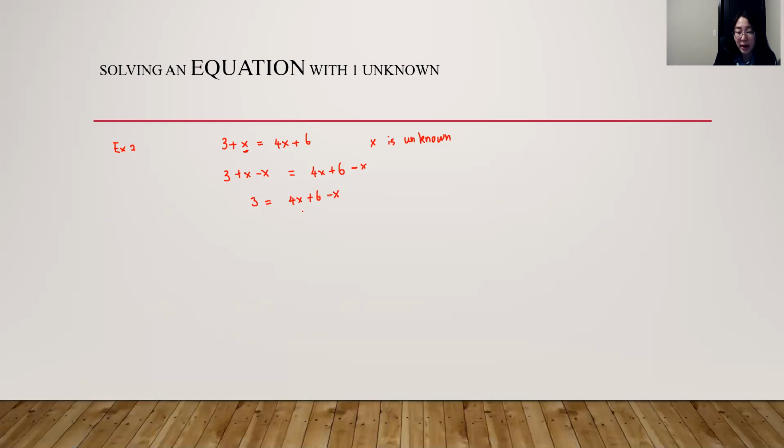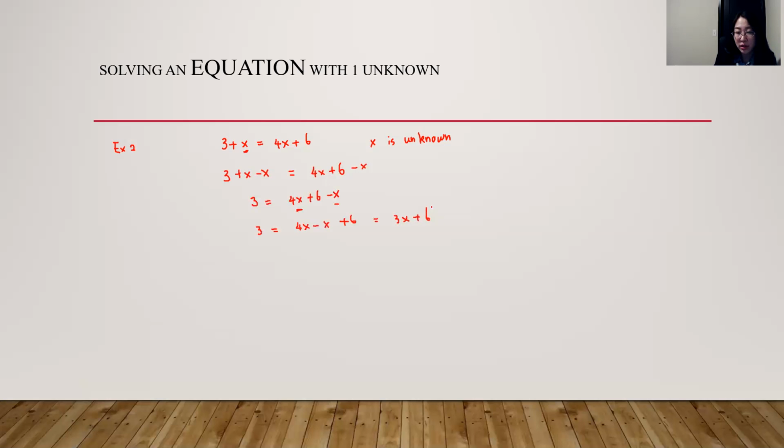The right-hand side of the equation is 4x plus 6 minus x, and we can factor x out from those two terms. So we can write 3 equals 4x minus x plus 6. And 4x minus x equals 3x. So the right-hand side of this equation now is 3x plus 6.